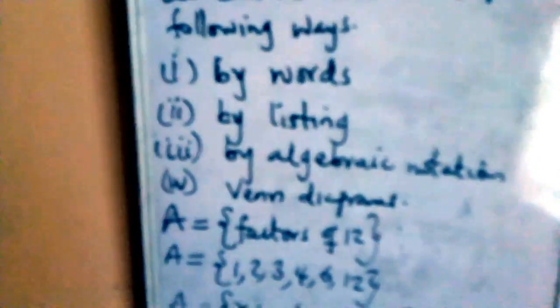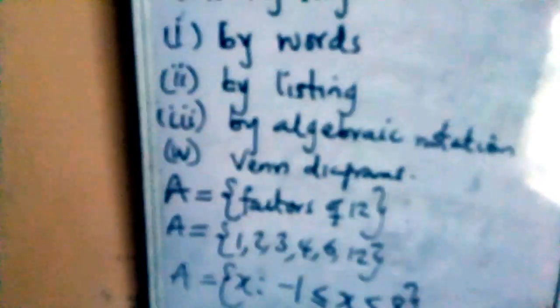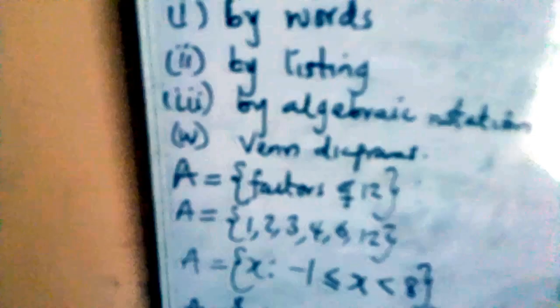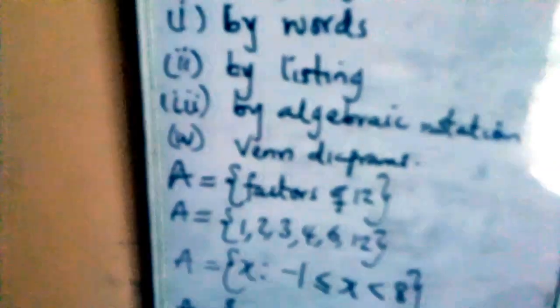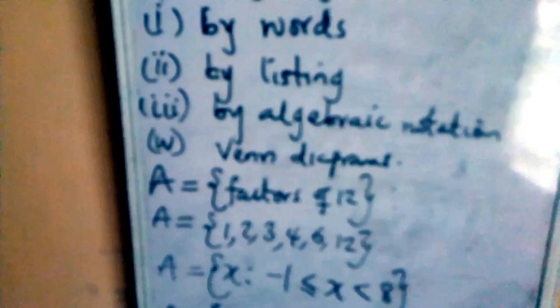Then you can also describe a set by listing out the elements of the set. If you now further want to see all the elements of the set of factors of 12, you can go ahead and list them out. You can see that 1 is an element because 12 can be divisible by 1, 2, 3, 4, 6, 12.